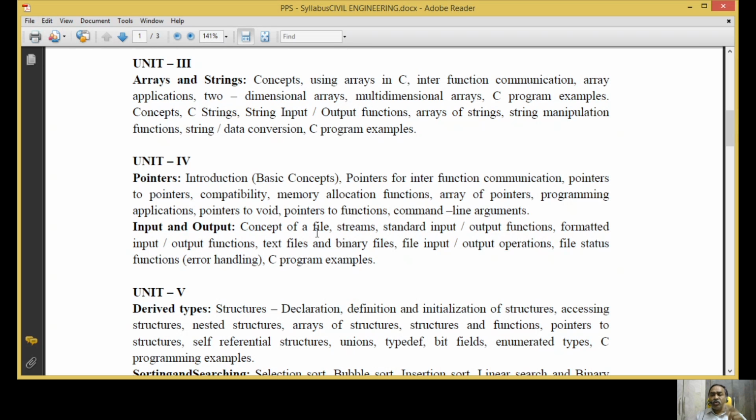That is the last known good function. And such errors being thrown, if unforeseen circumstances occur, is called error handling in a programming language. These are the concepts we get to know. Lastly, in the fifth unit, there are derived data types.